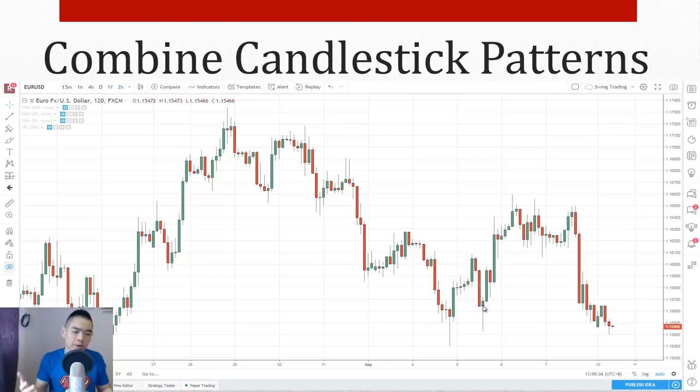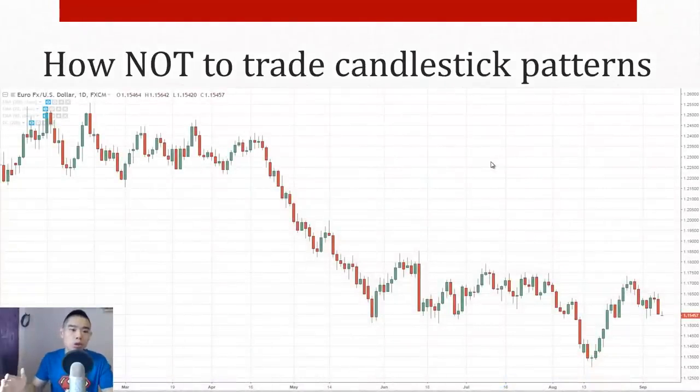Similarly, if you're on a 4 hour time frame and you can't make sense out of it, go up to the 8 hour time frame, and things might be clearer for you. So this is the usefulness of combining candlestick patterns and understanding what's going on in the big picture. So now, how not to trade candlestick patterns? Now you know how to read candlestick patterns, you even know how to combine them.